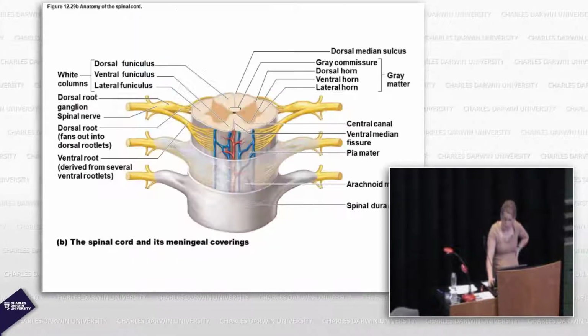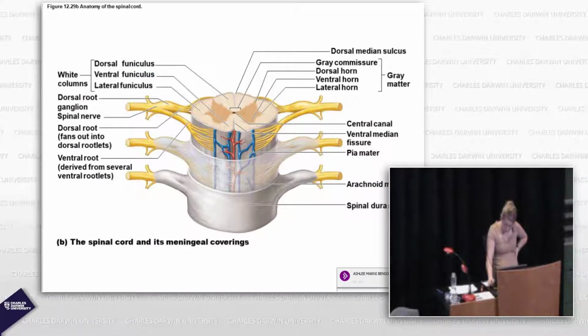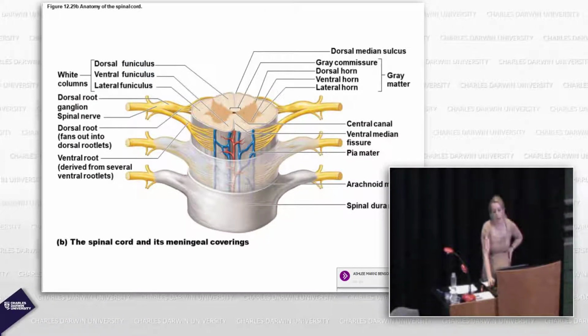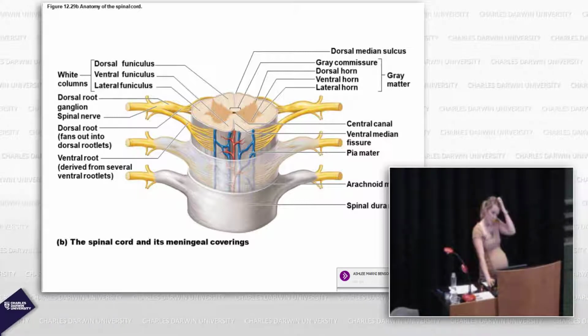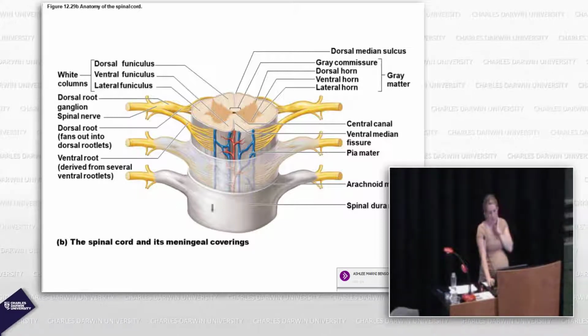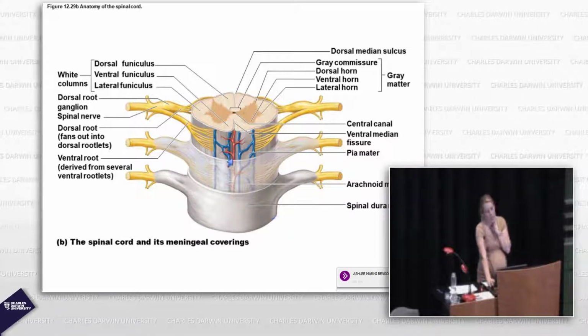Okay, so this diagram really nicely shows those three layers. We've got the dura mater down the bottom, so you can see that it looks hard and strong. The arachnoid, which looks web-like, and then the pia mater with the blood vessels.